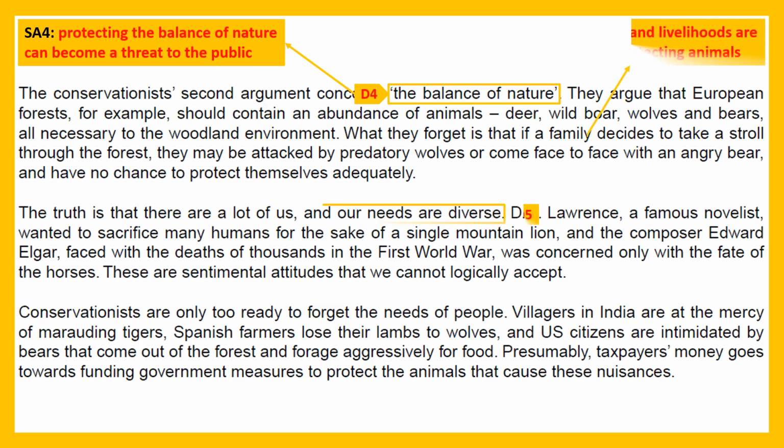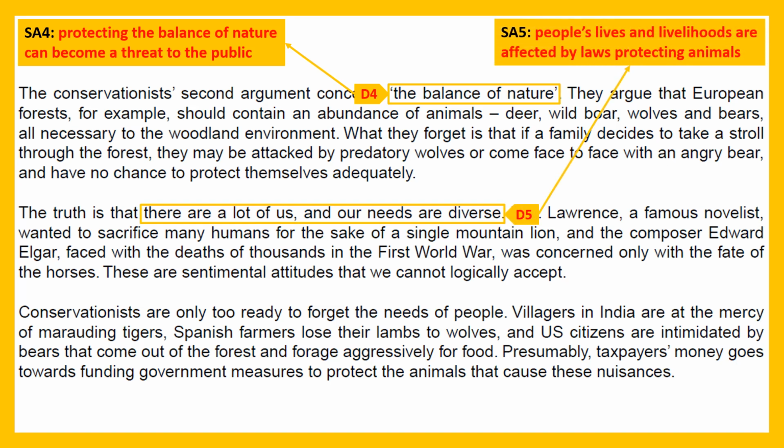Detail 5 can be developed into the fifth supporting argument for your claim. Look beyond the surface meaning and explore any implications or assumptions suggested by the detail. Explain how it contributes to the effectiveness of the broadcaster's argument.